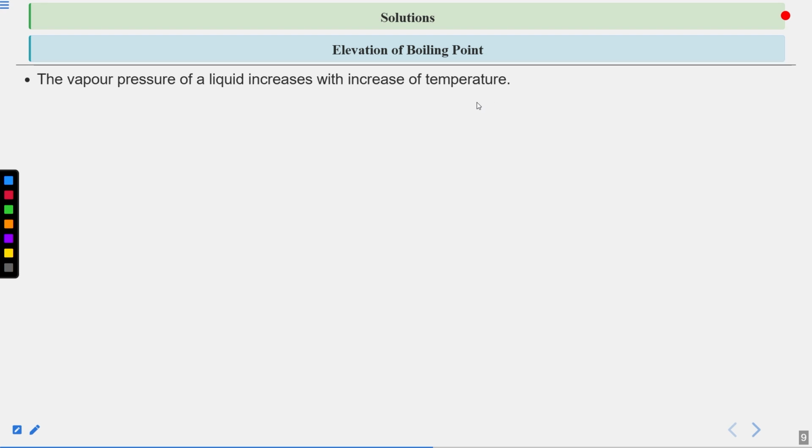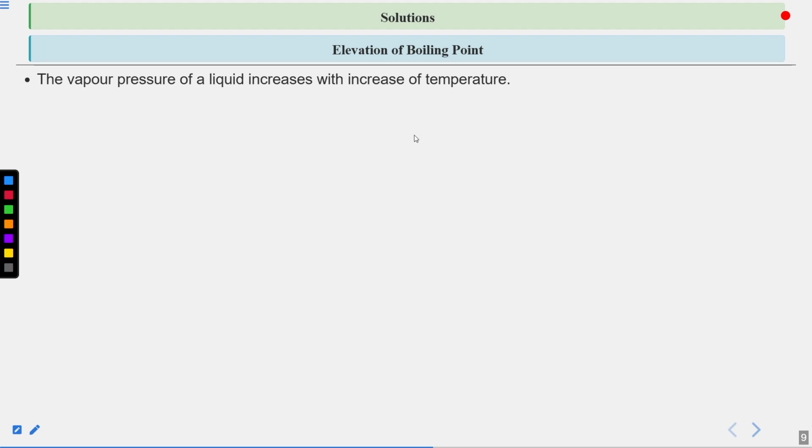Then the vapor pressure of the liquid increases with increase of temperature. We know it. How does it increase? Whenever you are increasing the temperature, it means you are providing thermal energy to your liquid. So if you take a liquid and start heating, it will gain thermal energy, and finally this thermal energy will overcome the intermolecular force between the molecules, and the molecules will go into the gaseous phase. So this is the process of conversion of your liquid into the gaseous state.